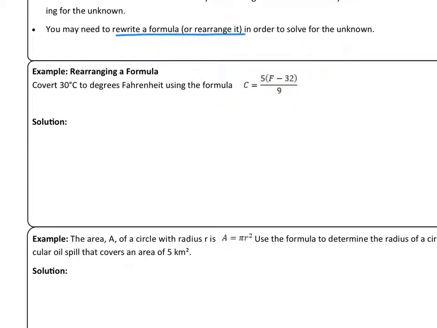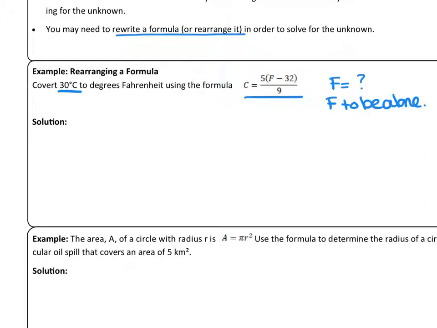In this one, we're going to rearrange a formula. We're going to convert 30 degrees Celsius to degrees Fahrenheit. Here's the formula. Notice that the formula they've given us is for Celsius, but what we really want is F equals something. That involves rearranging the formula. Rearranging the formula just means we're going to move things over to the other side of the equation so that we get F all by itself. That's really the goal. We want F to be alone.